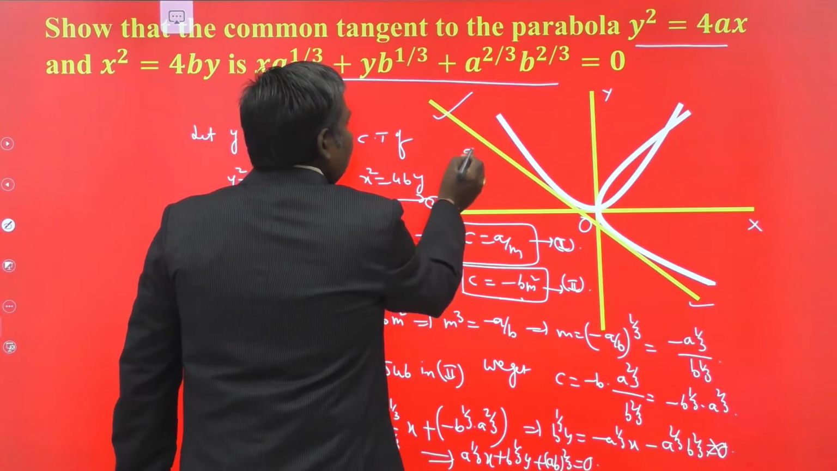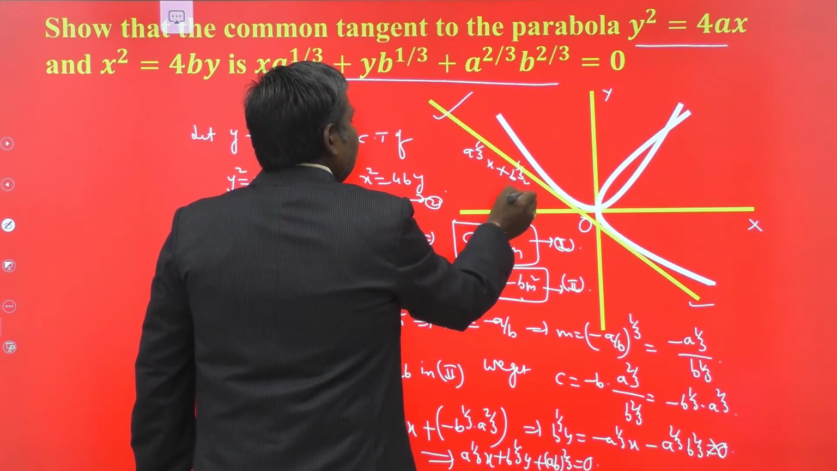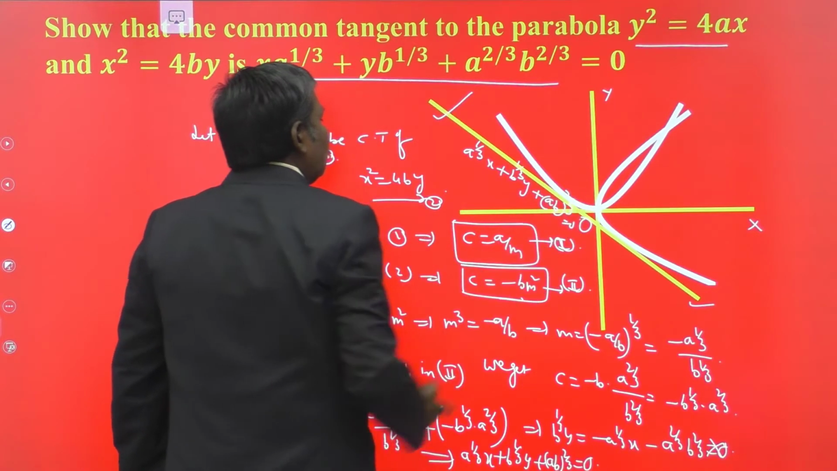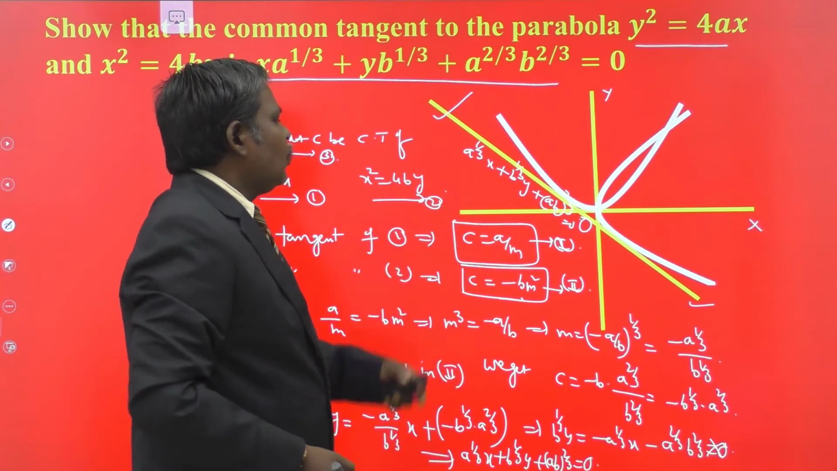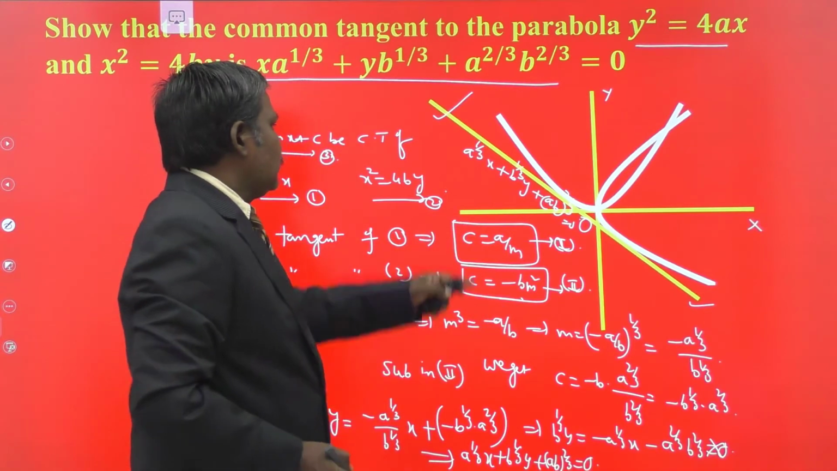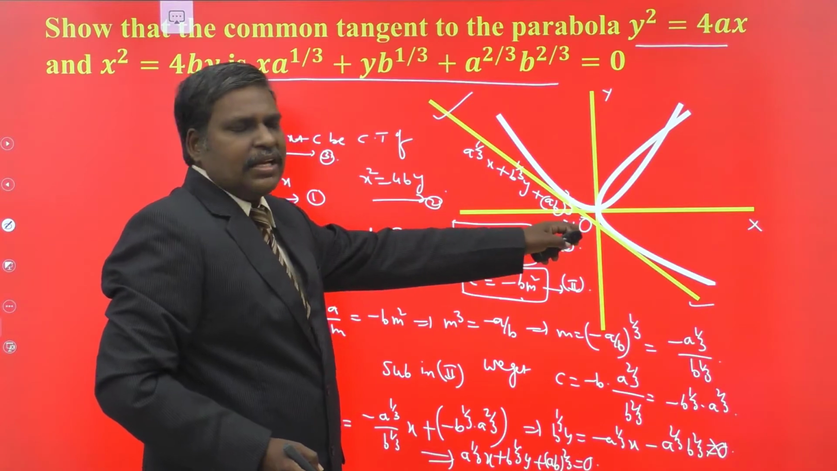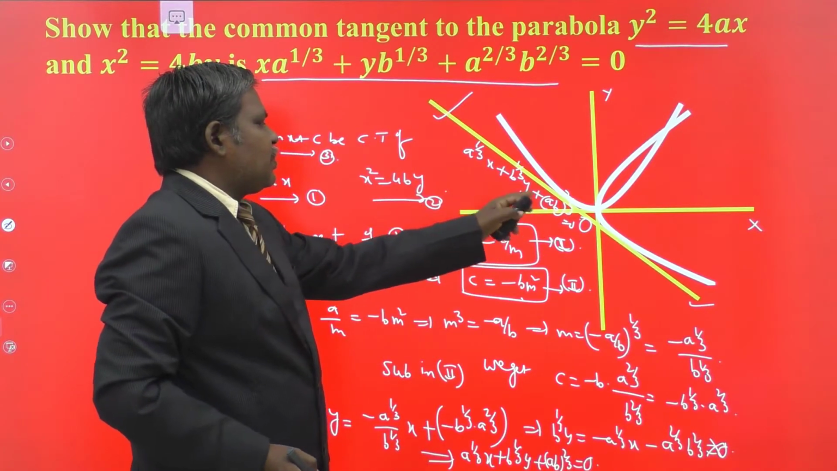That is a to the power of 1 by 3 into x plus b to the power of 1 by 3 into y plus ab whole to the power of 2 by 3 equal to 0. This is the equation of the common tangent. If a equal to b, we obtain the common tangent as x plus y plus a is equal to 0. You can take a power 1 by 3 common. We obtain x plus y plus a equal to 0.